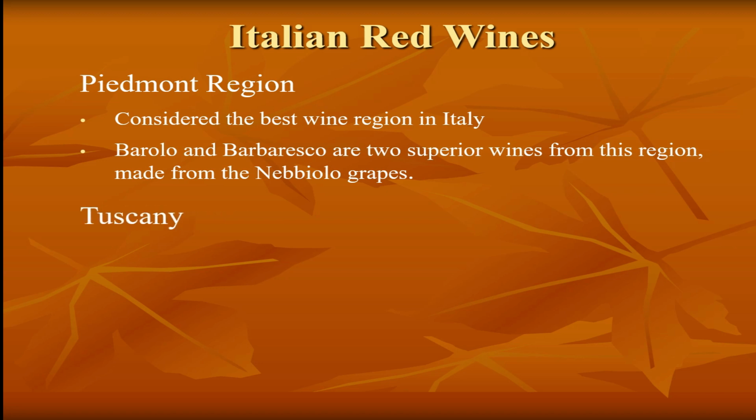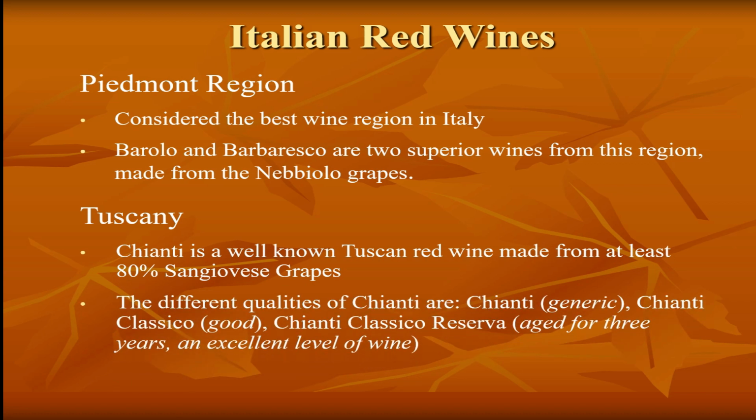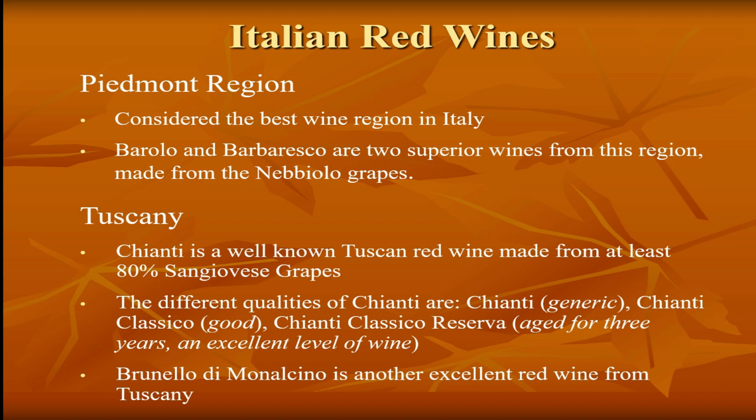Tuscany. Chianti is a well-known Tuscan red wine made from at least 80% Sangiovese grapes. The different qualities of Chianti are Chianti, generic; Chianti Classico, good; Chianti Classico Riserva, aged for 3 years, an excellent level of wine. Brunello di Montalcino is another excellent red wine from Tuscany.